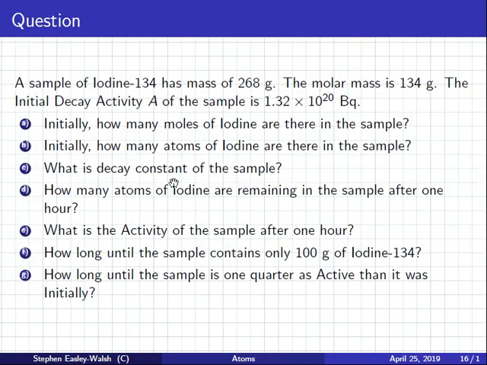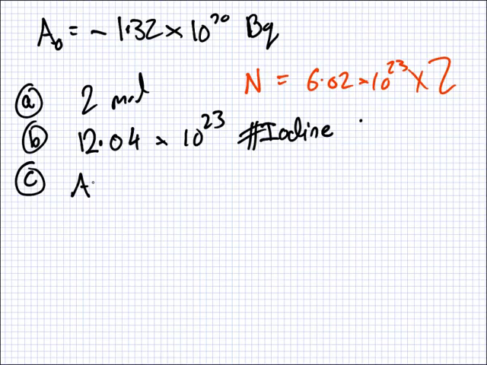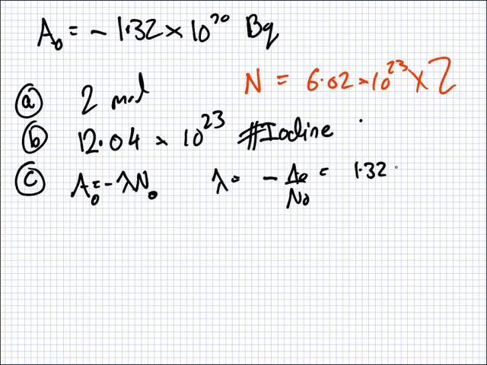What is the decay constant? Lambda. So you can say A equals minus lambda N. Or you could also say A0 equals minus lambda N0, because these keep changing. So lambda would equal minus A0 over N0, which would be 1.32 times 10 to the 20 over 12.04 times 10 to the 23. Thank you, Ben.